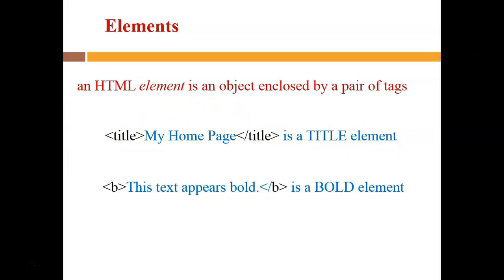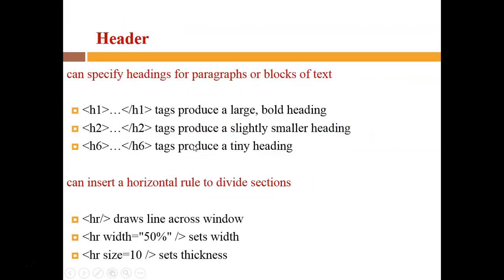Okay. Now if I want to display any message in a bold letter, so this is what? A bold tag. This is a closing bold tag. So here we'll write this text appears bold. So this is an element, and this element is written in between the opening and closing tag of B. So this is called a bold element, and so on. So the message which we display in between the tags is called an element.